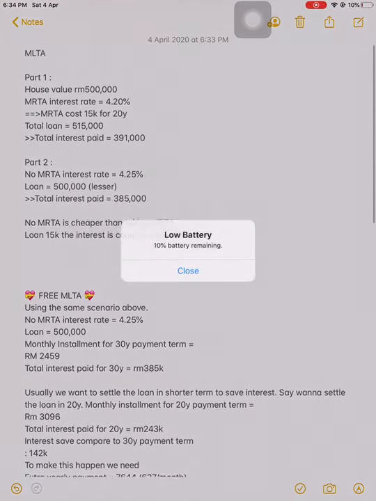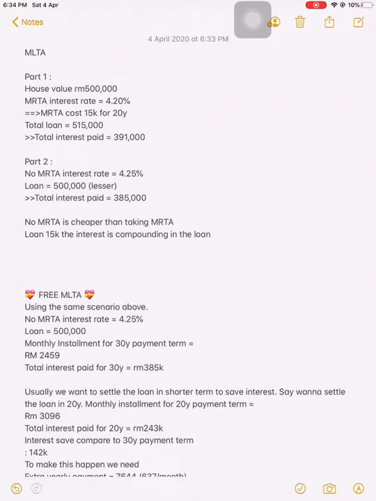Today we want to learn about MLTA. Okay, so part 1, assuming your house value is 500,000, with MLTA the banker will offer you a rate of 4.2% for 20 years. Say MLTA costs about 15,000, so the total loan amount is 515,000.